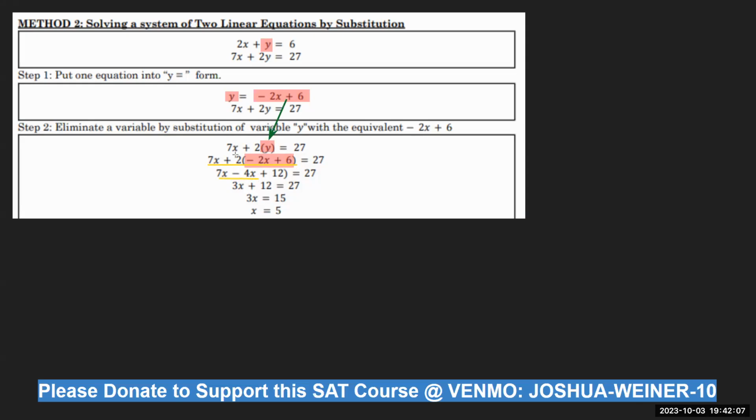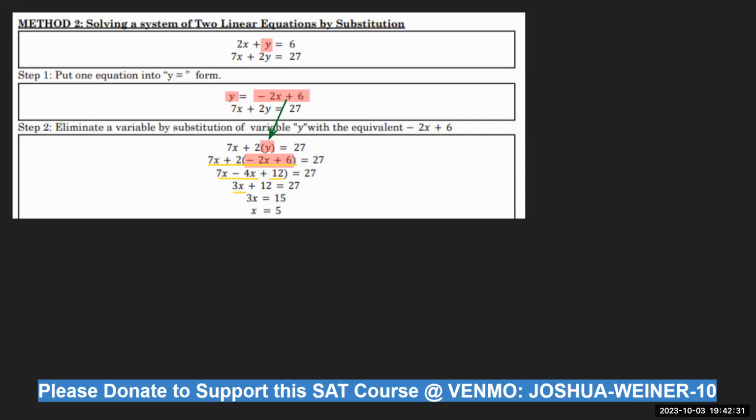Distributing the 2, we have 7x plus 2 times negative 2x plus 6 is 27. So 7x minus 4x plus 12 equals 27. 7x minus 4x is 3x. 3x plus 12 is 27. Take away 12, 3x equals 15, and we get that x equals 5.